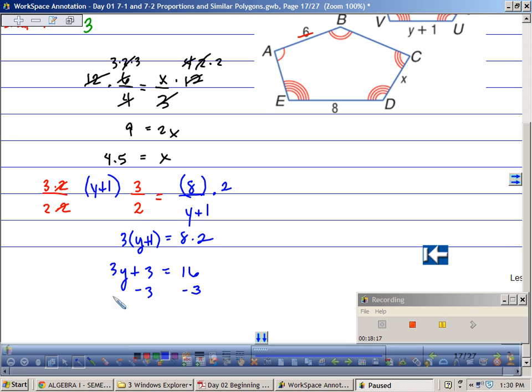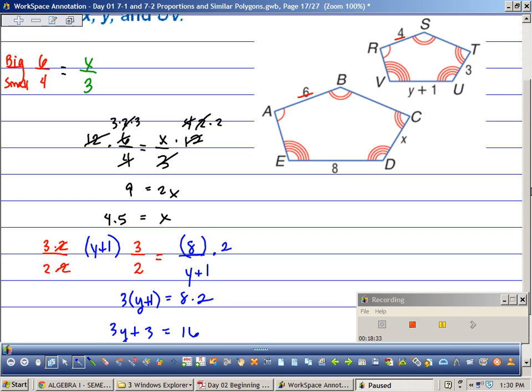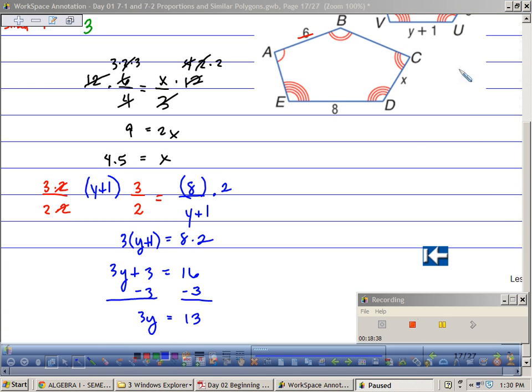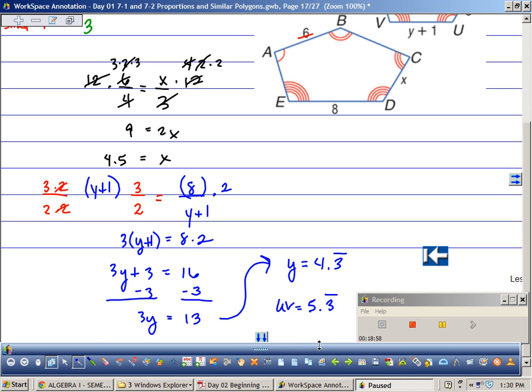Subtract 3, subtract 3. What does y equal? 4.3 repeating. So then what was the last thing we had to find? UV. How do I find UV? Just plug it in. Substitute it. So if y equals, what did we say y equals? y equals 4 3/10. So UV equals 5 3/10 repeating. And we're done.